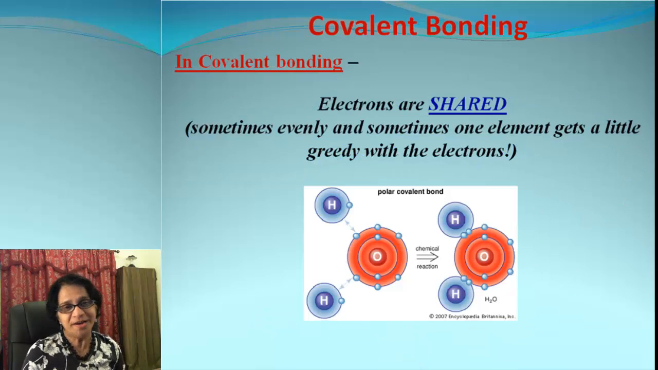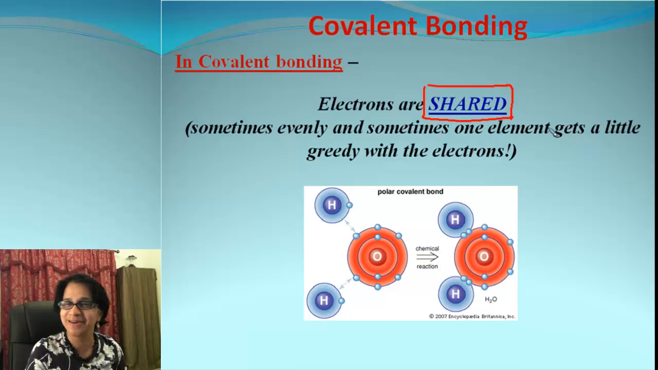Let's talk about covalent bonding now. As you know, in covalent bonding, electrons are shared. They care and share for each other. But sometimes one element could be more greedy than the other one. So they could be sharing electrons evenly, or sometimes it could be unevenly too.